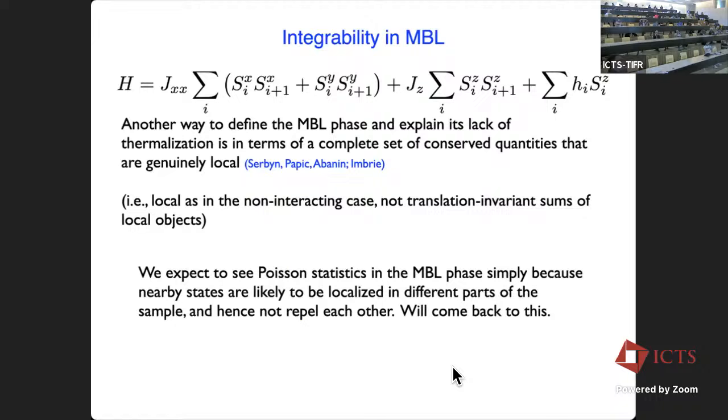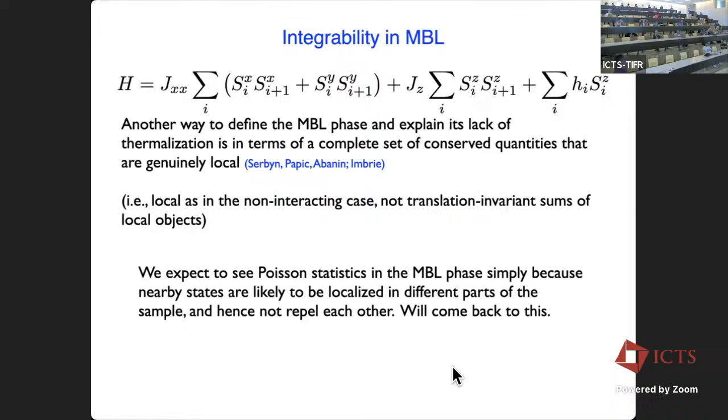I think a way to define it and explain its lack of thermalization is what I mentioned a moment ago, that it has a complete set of conservation laws that are genuinely local. They're not sums of local quantities, they're just local quantities. Imbrie used that to make something that maybe is not accepted as a proof in the mathematical community, but was steps toward a proof of MBL. And recently, that proof has been expanded and maybe refined and maybe made even more rigorous by a group in Belgium.